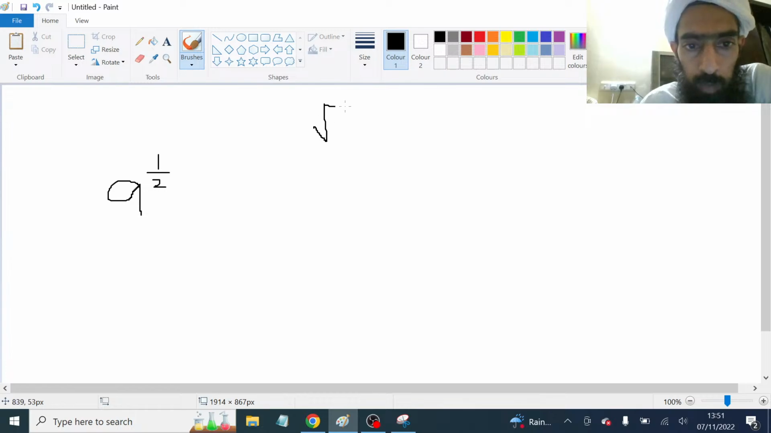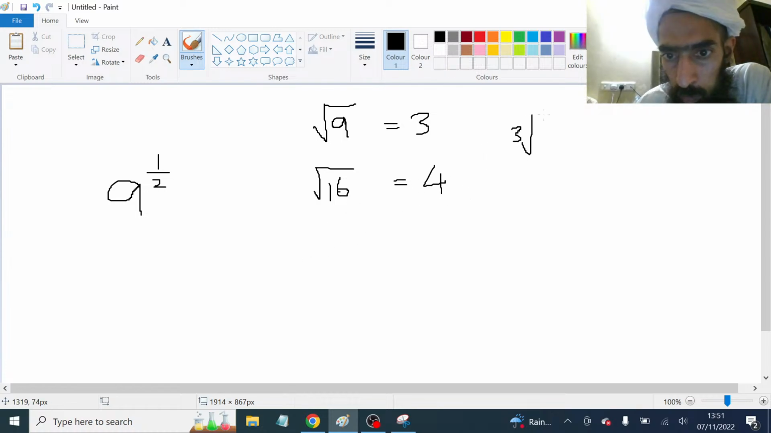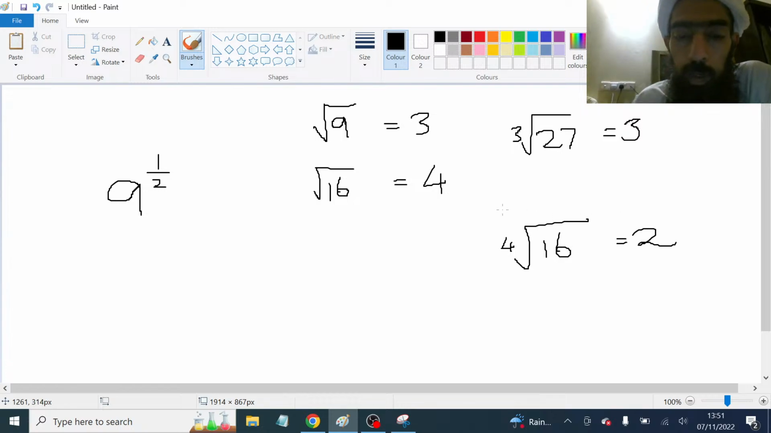So if you remember, we learned square roots. Square root of 9 is 3, plus or minus 3. Square root of 16 is 4, plus or minus 4. We can do cube roots as well. Cube root of 27 would be 3. We can go higher than that. We could say the fourth root of 16 is equal to 2. So these square roots, cube roots, and fourth roots, hopefully you know what they mean.